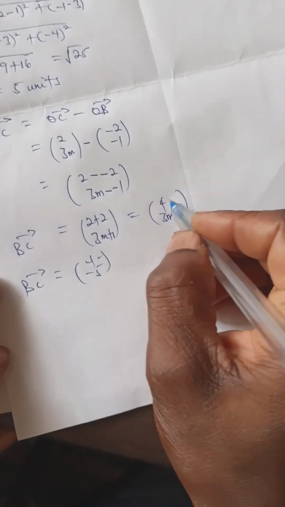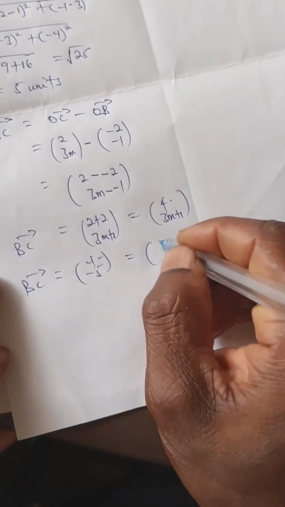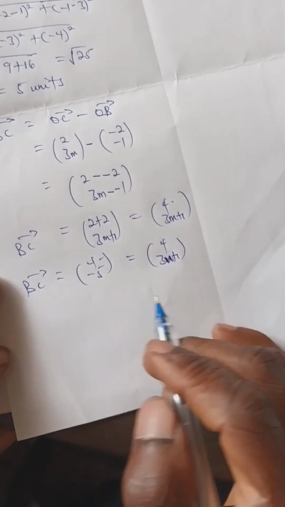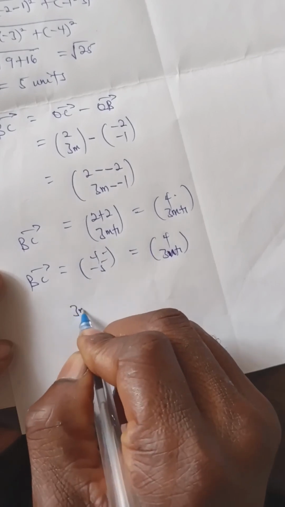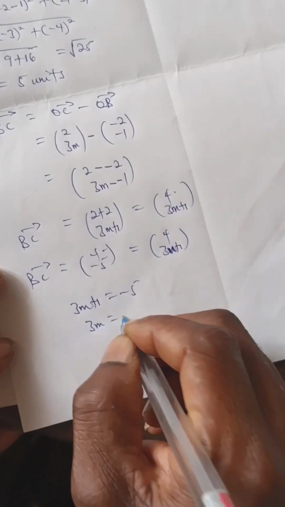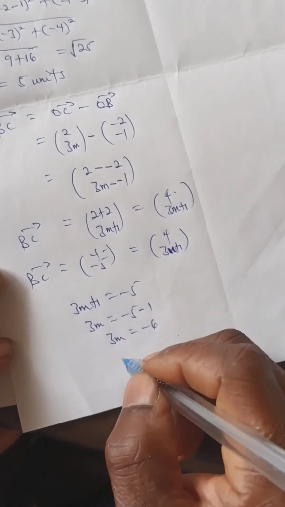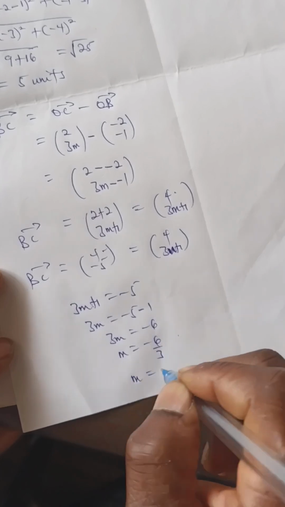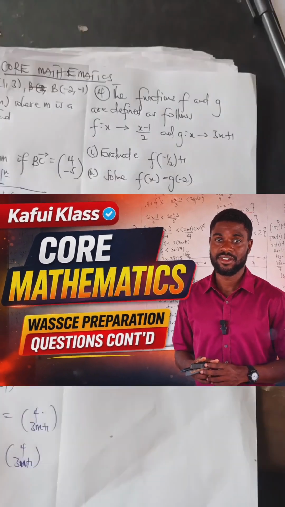So you can see the 4 reflecting here. So we can equate them now. So by doing so, we can compare 3m plus 1 to negative 5. 3m is equal to negative 5 minus 1. 3m is equal to negative 6. m is equal to negative 6 over 3. m is equal to negative 2. So therefore, m is equal to negative 2.